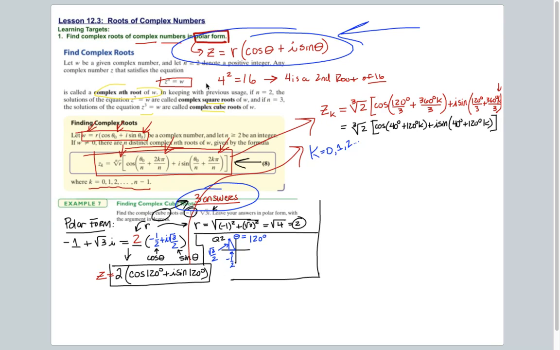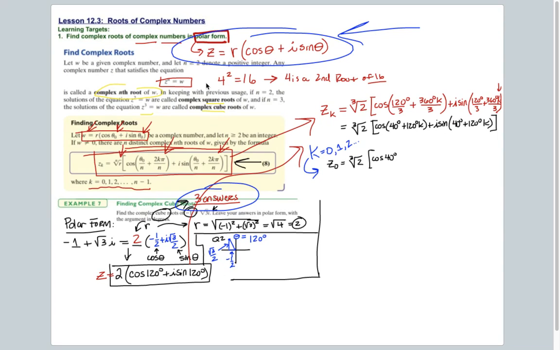So let's start off with k equal to 0. We'll do z sub 0, which means it's the first cube root that we'll find. That's going to be the cube root of 2 times the cosine of 40 degrees. We'll need our calculator for that, because that's not an exact value.